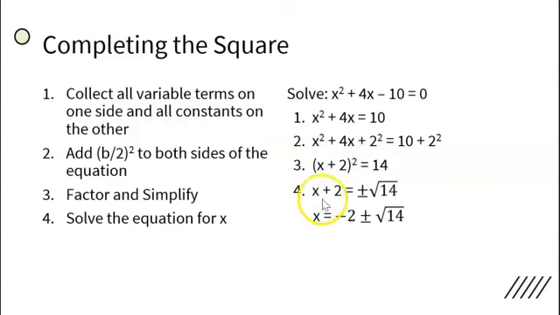So I did the square root and I got x plus 2 equals positive or negative square root of 14. And if this could be simplified, you would. And you definitely need the positive or negative sign there. And then finally, you should subtract the 2 to this side to make sure that x is completely alone.